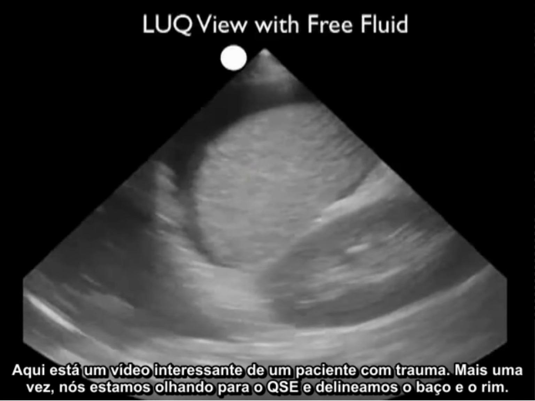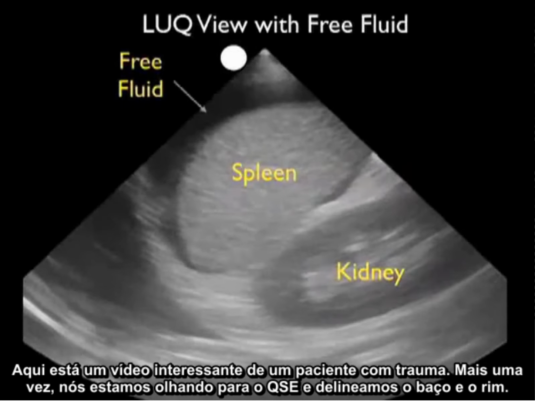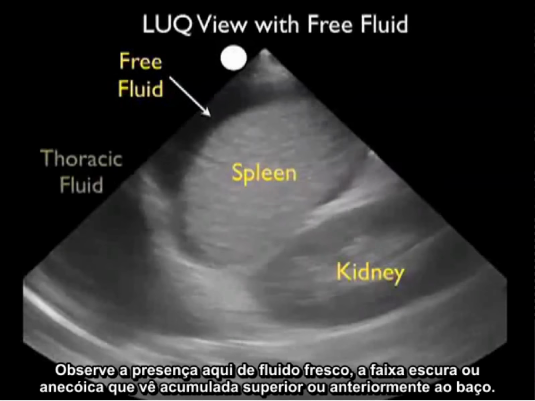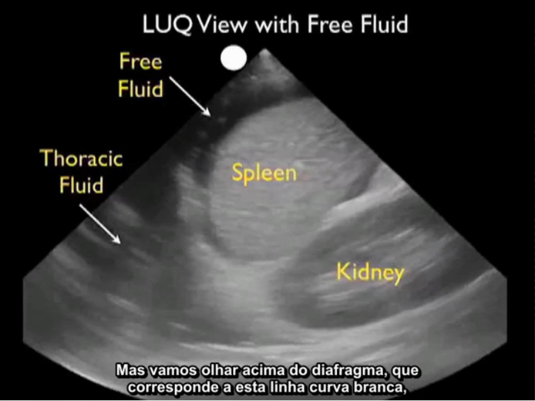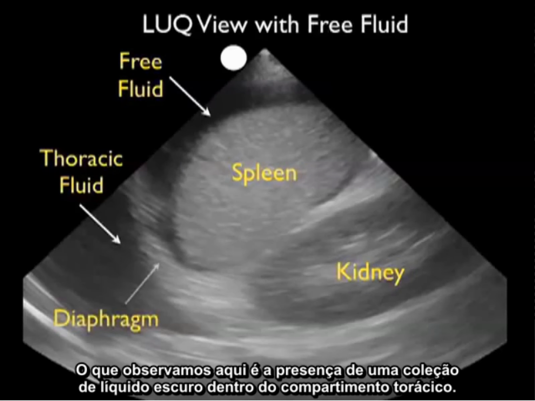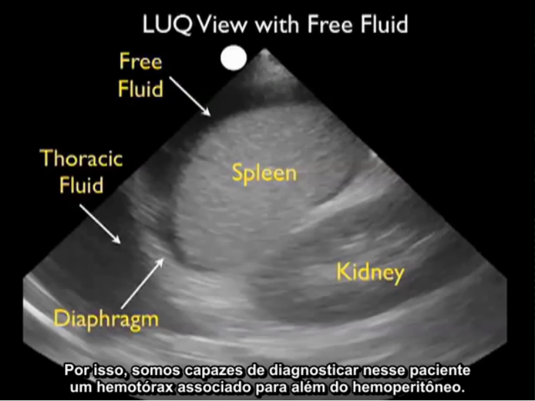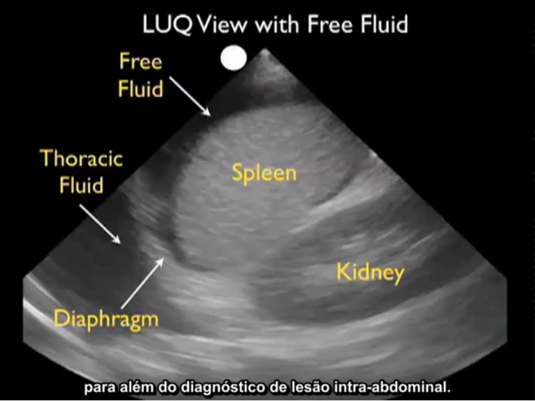Here's an interesting video clip from a trauma patient. Again, we're looking at the left upper quadrant and we delineate the spleen and kidney. Notice the presence here of fresh fluid, the dark or anechoic fluid stripe as seen layering out superior or anterior to the spleen there. But let's look above the diaphragm here, which we see as the curving white line moving up and down as the patient breathes. And what we notice here is the presence of a dark fluid collection within the thoracic compartment. So we're able to diagnose in this patient an associated hemothorax in addition to the hemoperitoneum. So the left upper quadrant view is also helpful for looking into the thoracic compartment as well as diagnosing intra-abdominal injury.